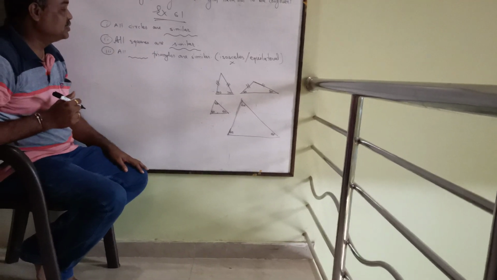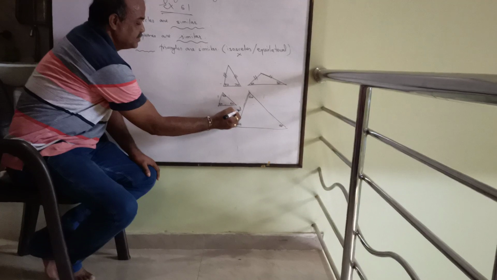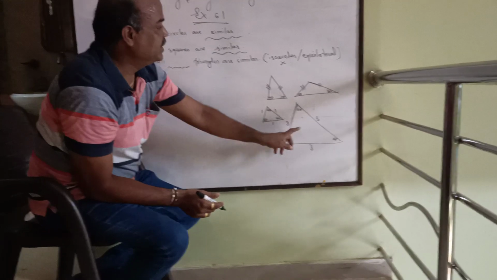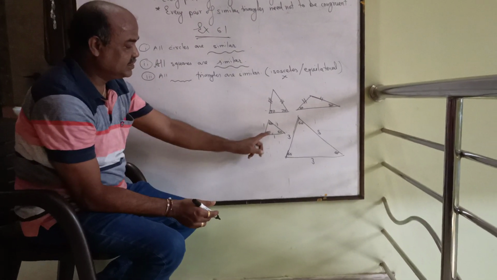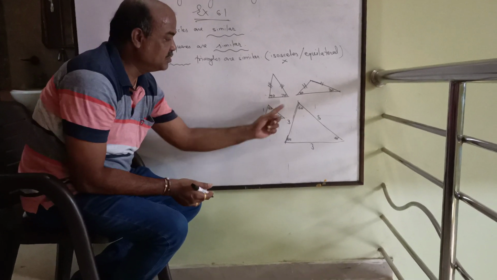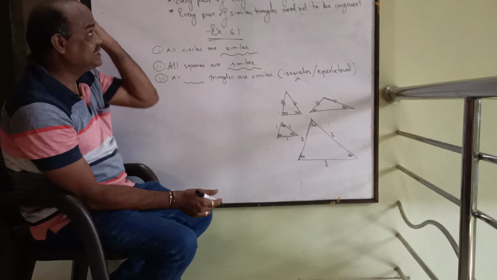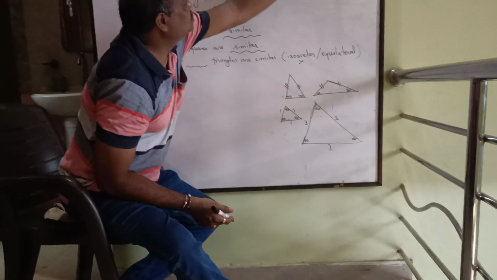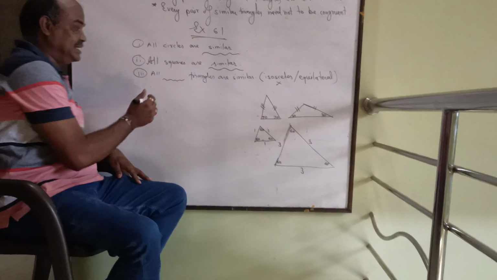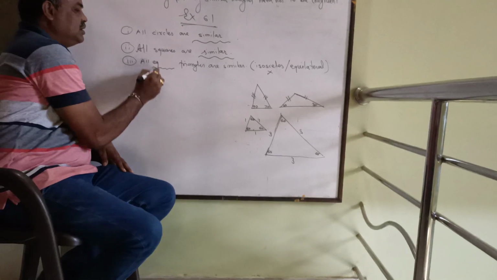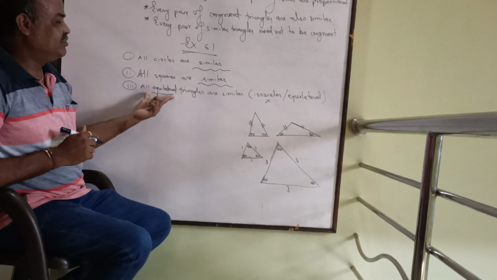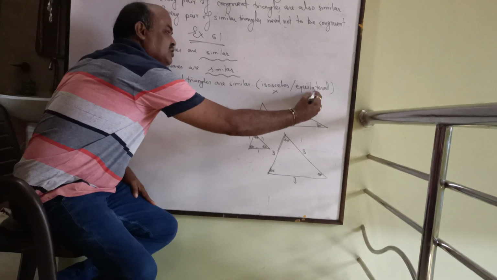In this way, you come to know that if I have taken a pair of equilateral triangles, you can see the corresponding angles are equal, as well as 1 upon 3, 1 upon 3, 1 upon 3. That means their sides are proportional. These two conditions of similarity are satisfied here, and that is why all equilateral triangles are similar. So this option is correct here.